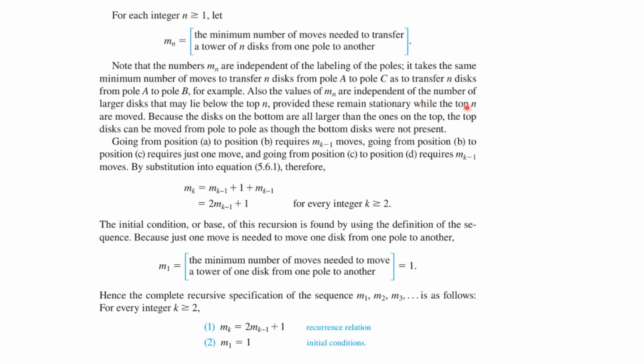Also, the values of m_n are independent of the number of larger discs that may lie below the top n discs, provided these remain stationary while the top n discs are moved. Because the discs on the bottom are all larger than the ones on top, the top discs can be moved from pole to pole as though the bottom disc were not present.